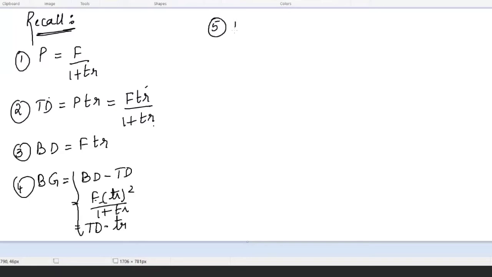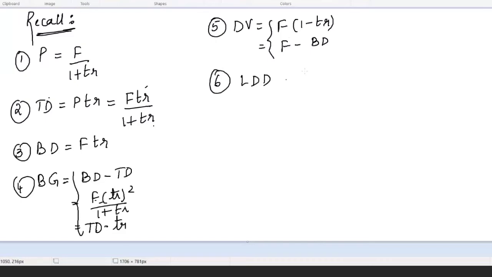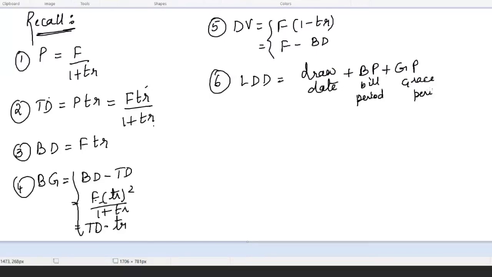Next, fifth one, discounted value formula. It is F into 1 minus TR, or it's also equal to, from the face value I subtract the banker's discount. And sixth formula is legally due date. What is the legally due date formula? Draw date, that is drawing date, plus bill period plus grace period. So this is bill period and this is grace period. That is the legally due date formula.